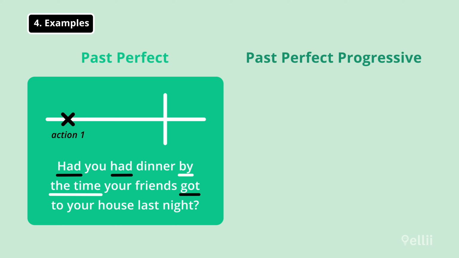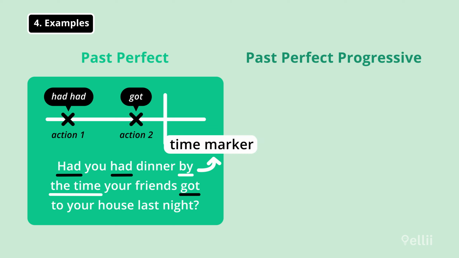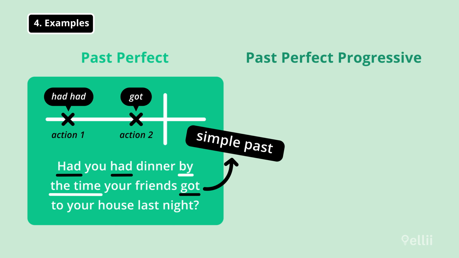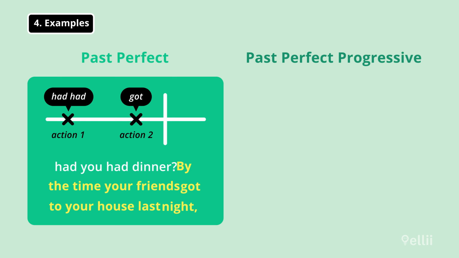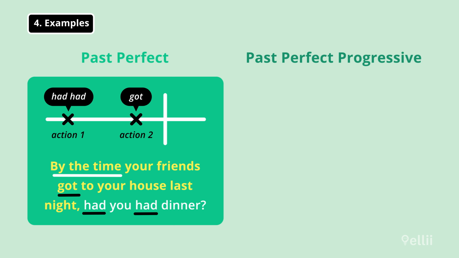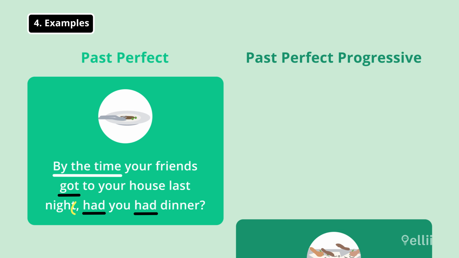In this past perfect question, the speaker is asking if you ate dinner before your friends arrived. A past perfect question always starts with the auxiliary verb had, even when the main verb is also have. As usual, you can switch the order without changing the meaning.